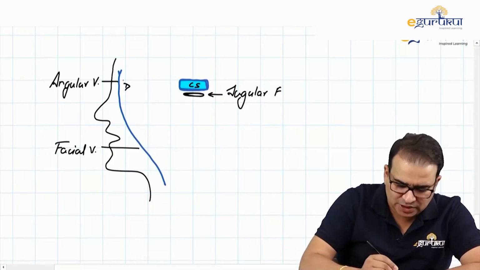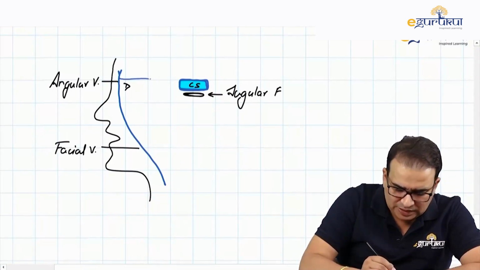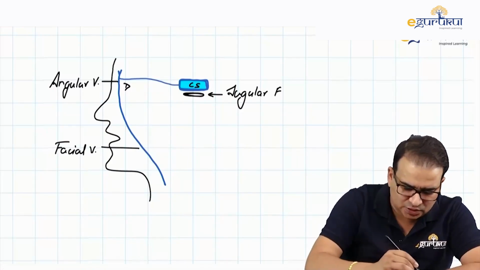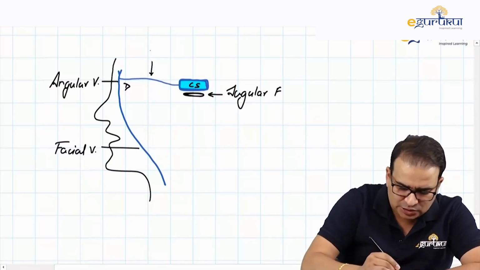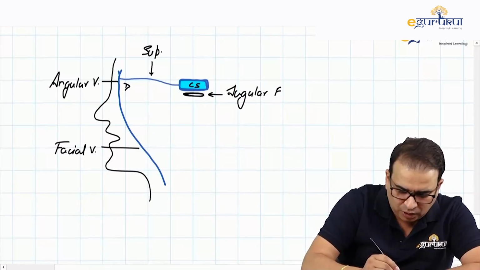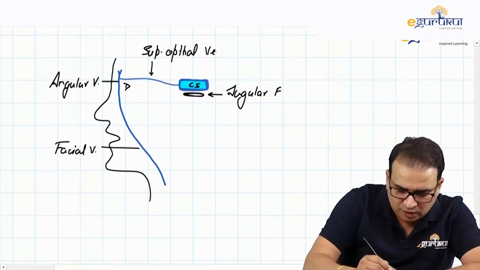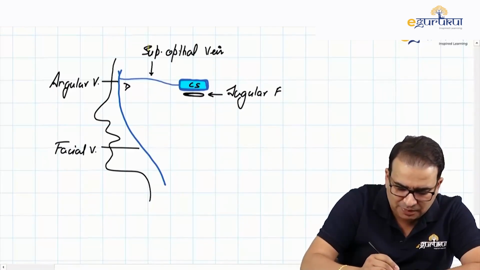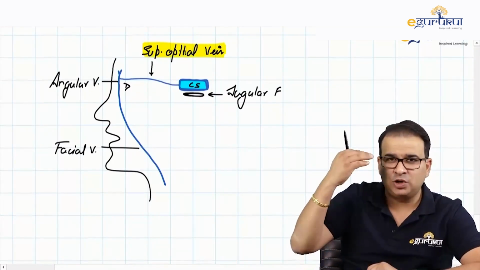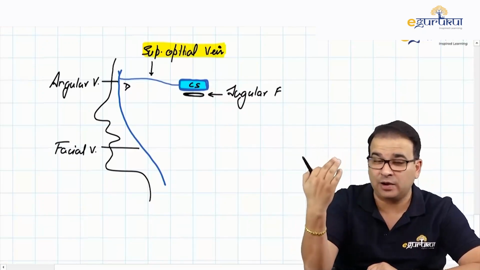So one dangerous connection here is to the angular vein. There's a direct connection of the cavernous sinus and the angular vein, that is through the superior ophthalmic vein, which we said is an incoming as well as outgoing channel of the cavernous sinus. So this vein is running through the orbit and it is outside connected to the angular vein.